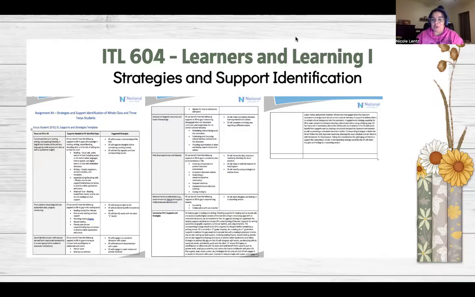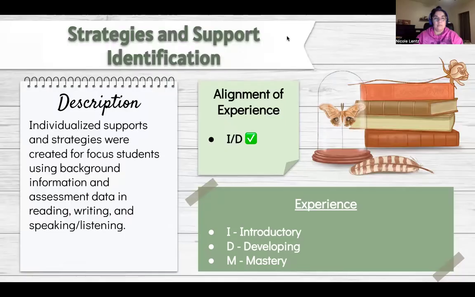My next artifact is from the course ITL 604, Learners and Learning 1, and is a strategies and support identification. For this artifact, individualized supports and strategies were created for focus students using background information and assessment data in reading, writing, and speaking and listening. I identified this assignment as both an introductory and developing experience, perhaps somewhere in between.